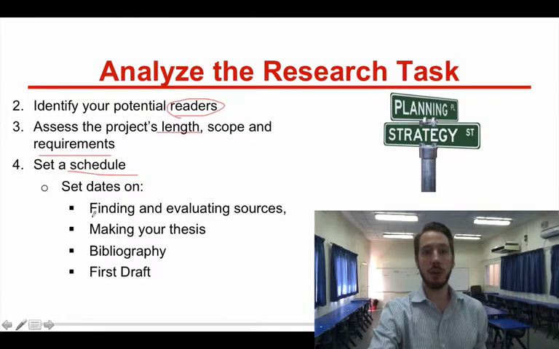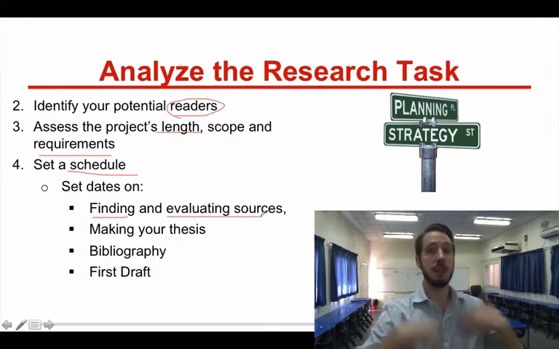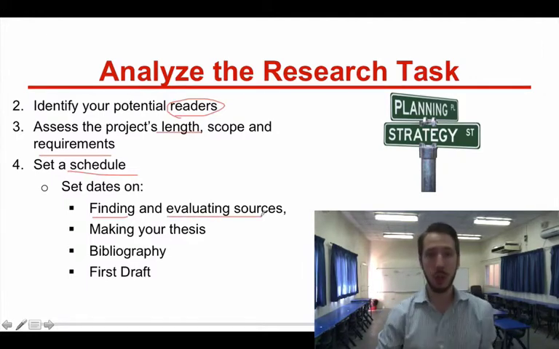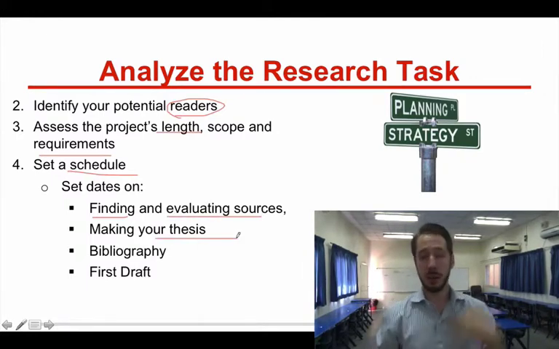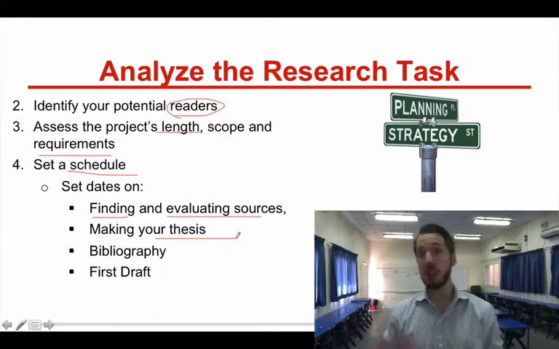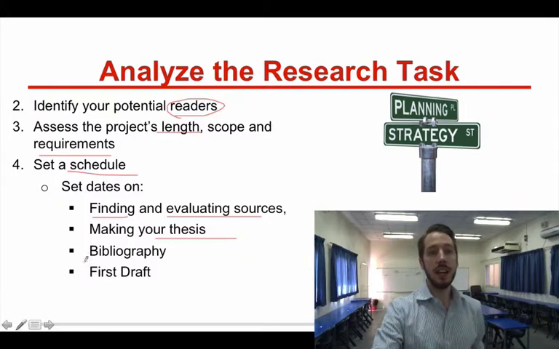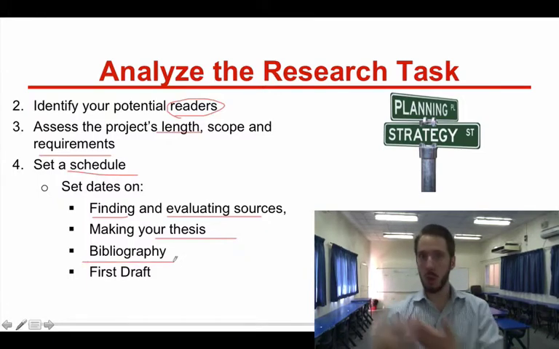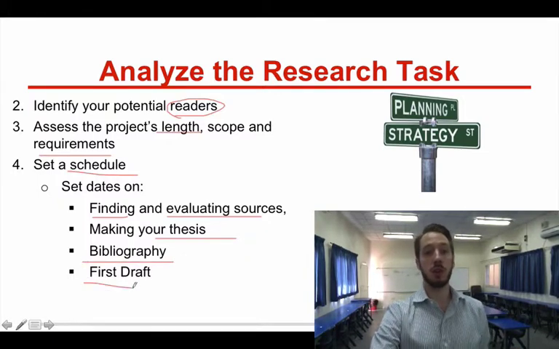So set dates on finding your sources and then annotating, evaluating which sources are going to be good for you. Making your thesis. Now this would be a working thesis because as you're writing, your thesis may change as you continue to do more research. Set dates on your bibliography or works cited page and your first draft.